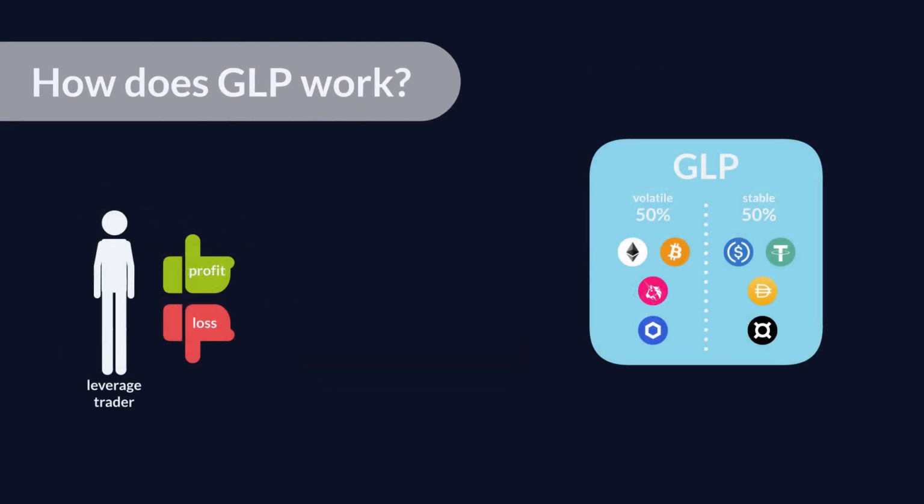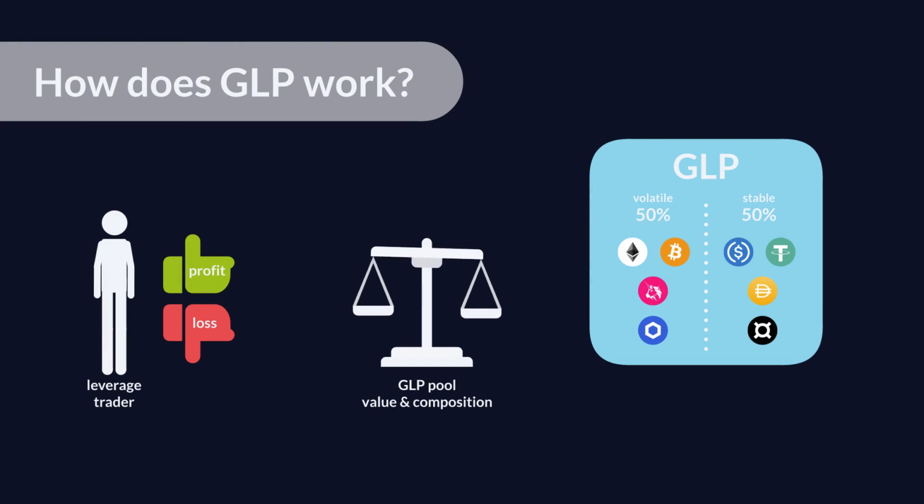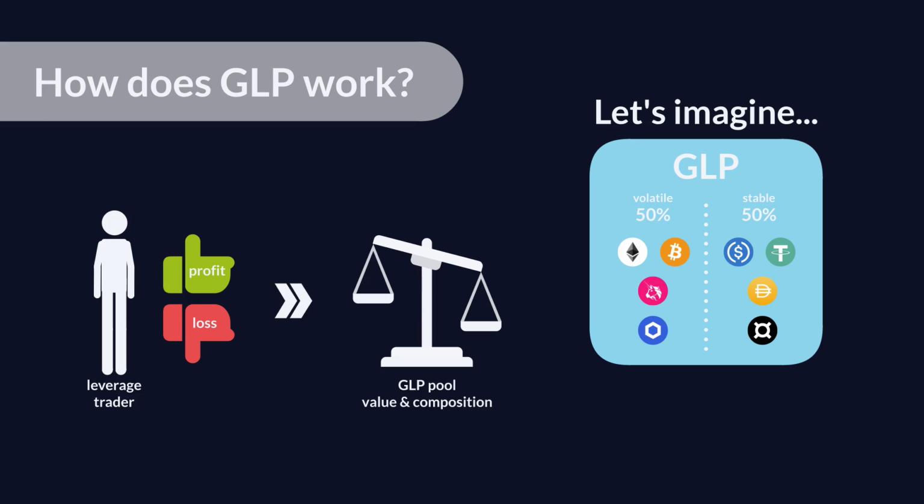Now let's delve into how the GLP pool operates and how it is affected by winning and losing trades. For simplicity's sake, because the volatile assets in the pool move mostly in sync with one another, let's assume that the GLP pool is composed of 50% ETH and 50% USDC. Also, we'll ignore the open, close, and borrow fees that GLP will collect from traders.